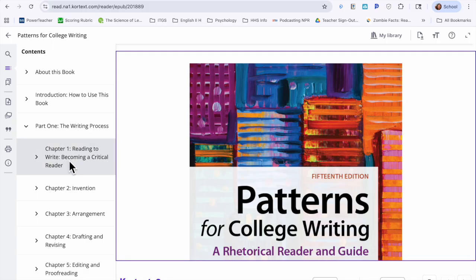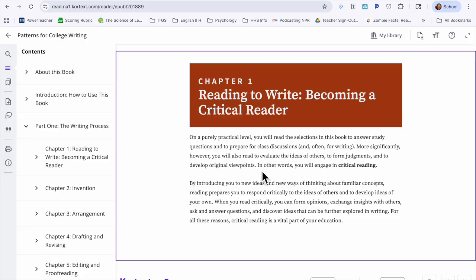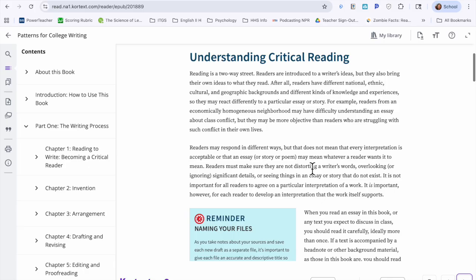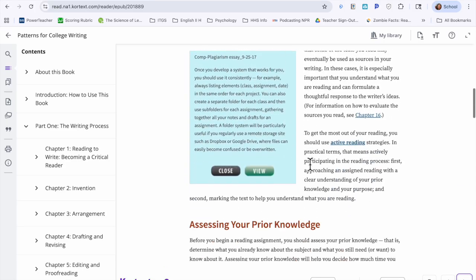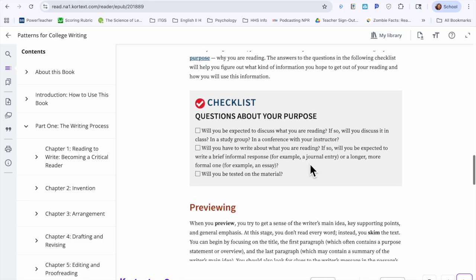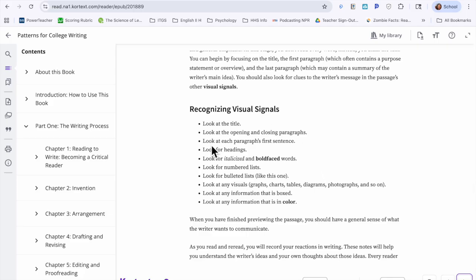So I have the page numbers because I have the paperback, but you can do the same thing. You're going to be reading chapter 1, reading to write, becoming a critical reader. And within that section, there's some really good key points here. And it's important that you understand the connection between critically reading as well as critically writing. So there are lots of good things in the book. It tells you some specific things that you can do here to help you read.